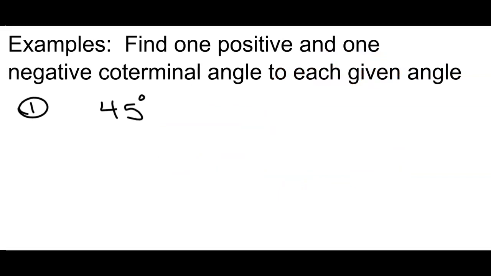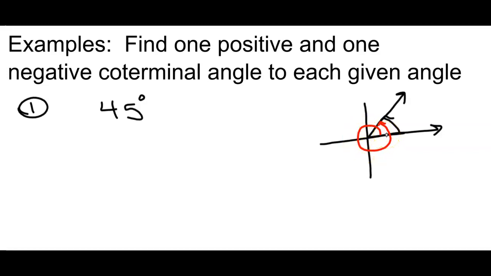So here's an example. Find one positive and one negative coterminal angle to each given angle. If you want to draw these, you can, but you don't necessarily have to. So here would be my 45 degrees. My positive angle would be starting in the same spot. It would have to spiral around and end in the same spot. So as you can see, it's the size of whatever the original angle was plus this full rotation here.